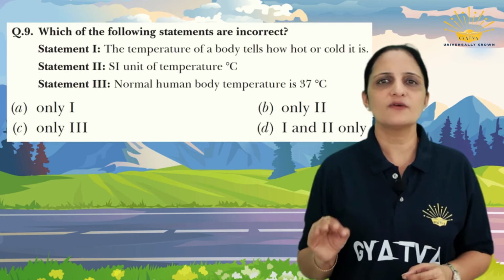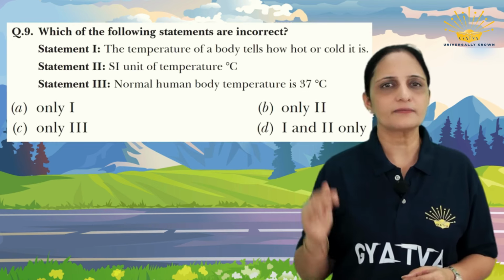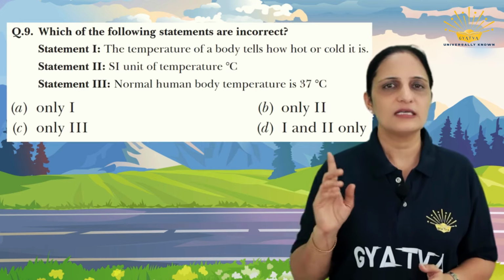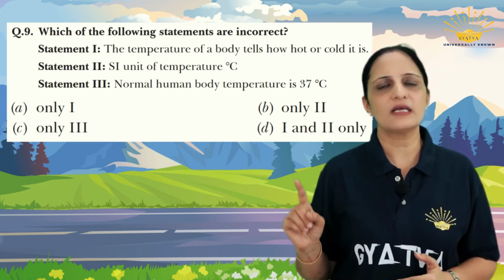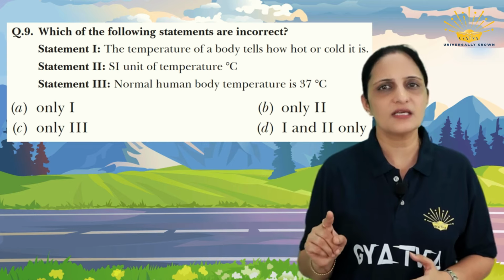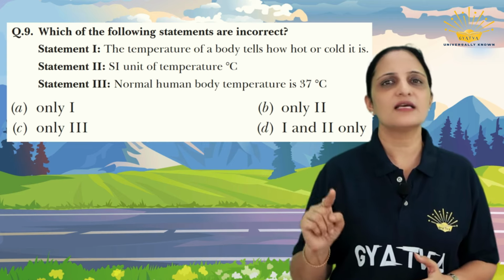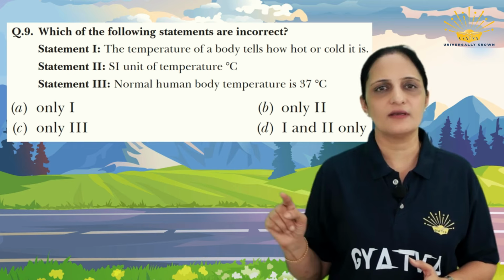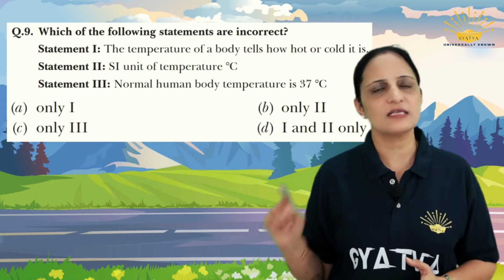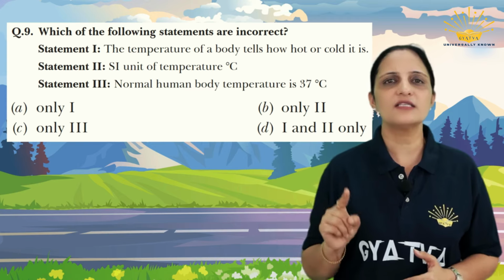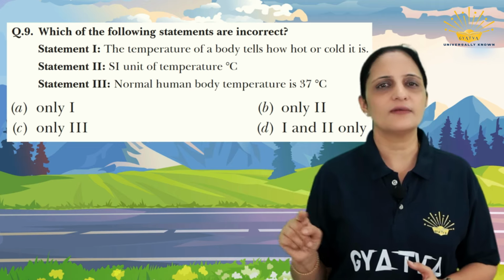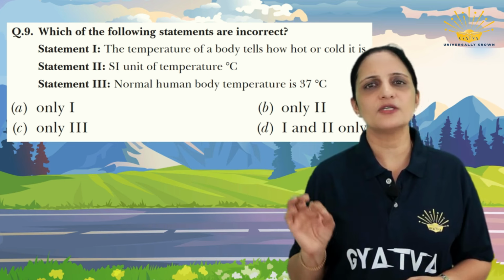Question number 9. Which of the following statements are incorrect? Again, you have to see which is the wrong statement among these three statements. Statement 1. Temperature of a body tells how hot or cold it is. Yes. Statement 2. SI unit of temperature is degree C. No. SI unit of temperature is Kelvin. Statement 3. Normal human body temperature is 36 degrees Celsius. Yes. So the incorrect statement is statement 2. The SI unit of temperature is Kelvin. So the correct option would be option B.